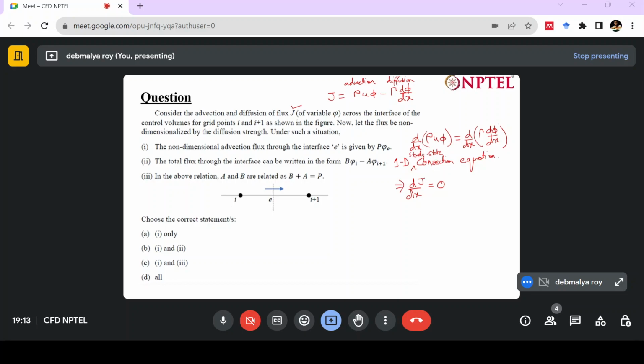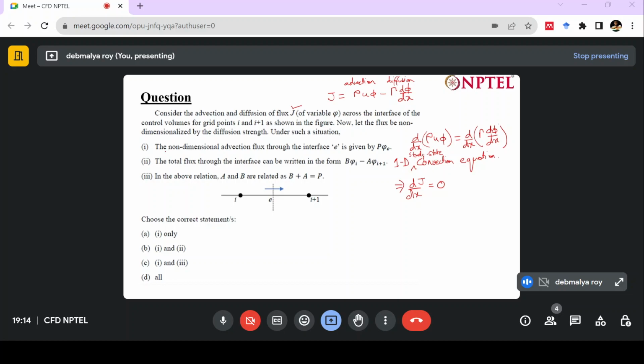We have already discussed control volume methods previously, where we had seen that the fundamental idea behind the finite volume method is to define small control volumes, calculate the fluxes across them, and create a balance between them. So here we are asked a few questions about this flux.